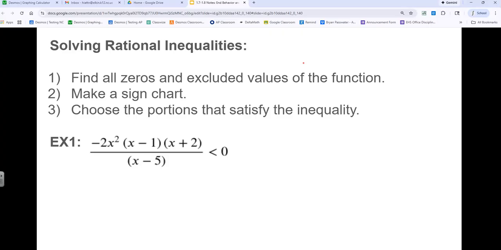Rational inequalities are very similar to polynomial inequalities. There are a couple things that are going to be different. The first thing that you want to do is find all zeros and excluded values of the function. Zeros come from the numerator, and the excluded values are the values that give you zeros in the denominator.